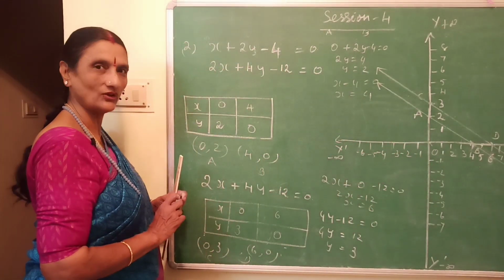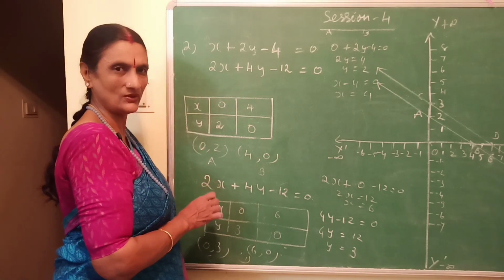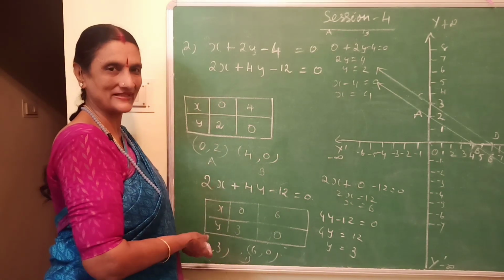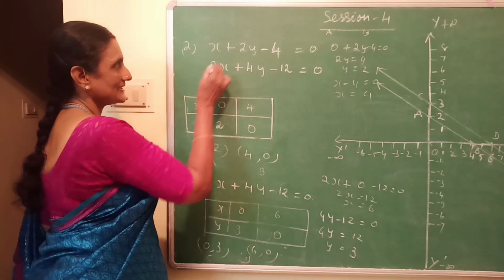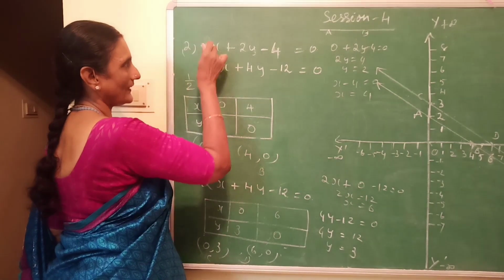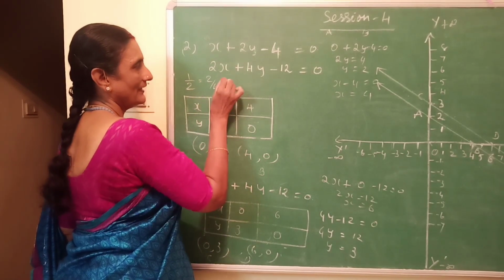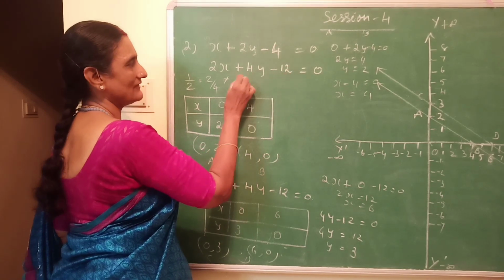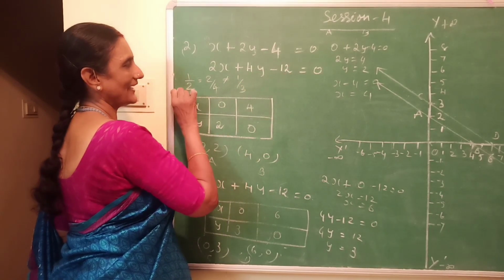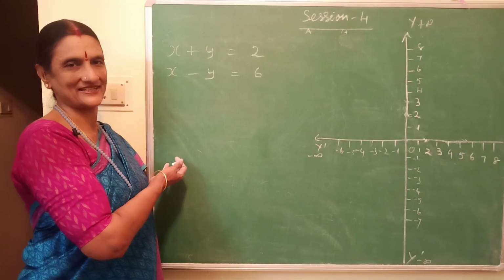So, we get a set of parallel lines. Now what I have told you, if A1 by A2 is equal to B1 by B2 is not equal to C1 by C2, it means the lines will become parallel. See, 1 by 2, 1 by 2 here, 2 by 4, both are same. But that is not equal to minus 4 by minus 12 which is 1 by 3. Therefore we get what? Verify for the third set.